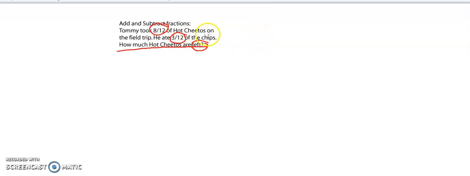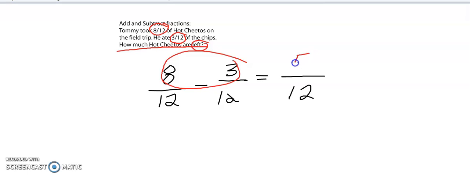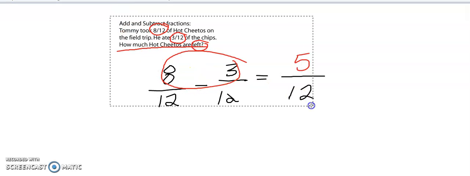And remember, if he ate the 3/12 of the chips, are you going to have more chips at the end of the trip or less chips? If you eat them, you'll definitely have less chips. So our two fractions here are 8/12, and we're going to subtract here, minus 3/12. Again, same thing as with addition. If our denominators are the same, they do not change. So 12 minus 12 doesn't change to 0. It stays a 12. So all we have to worry about here is our numerator. 8 minus 3 gives me 5. My answer is 5/12.